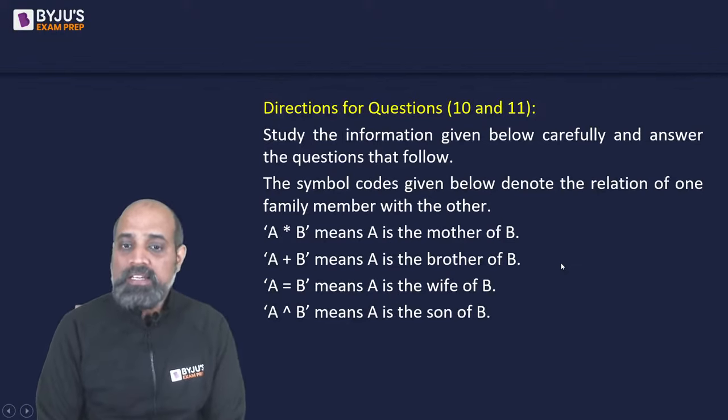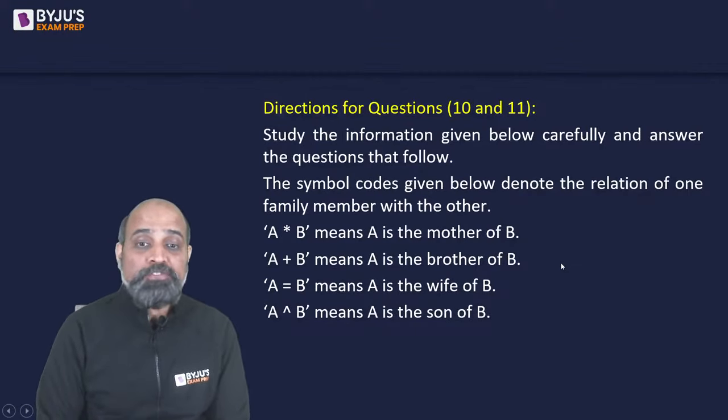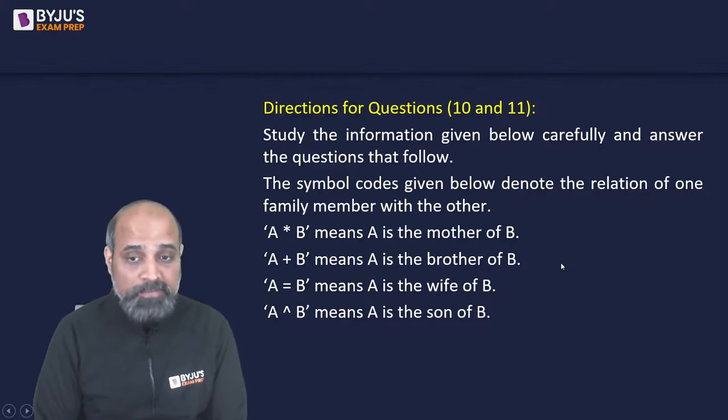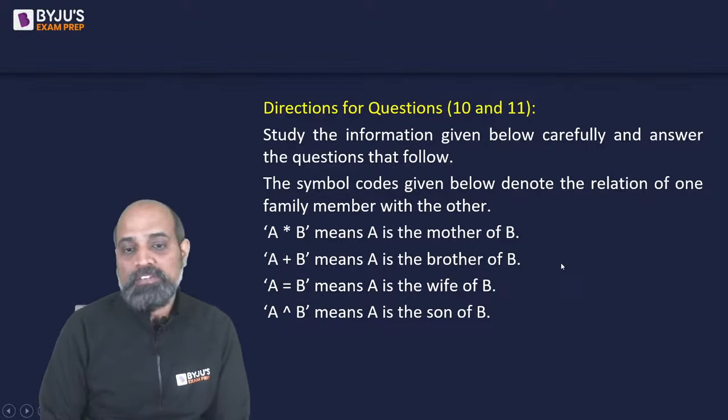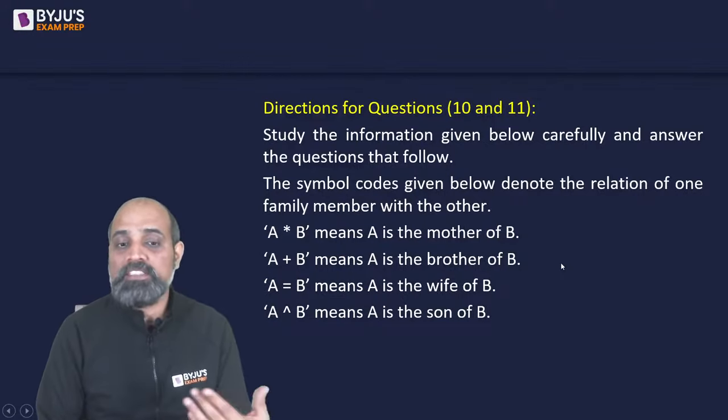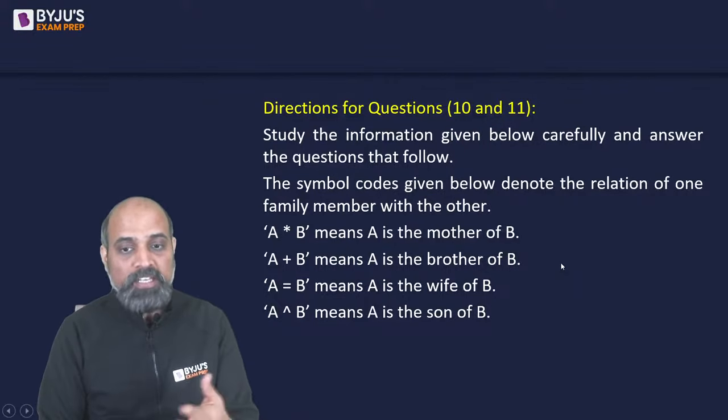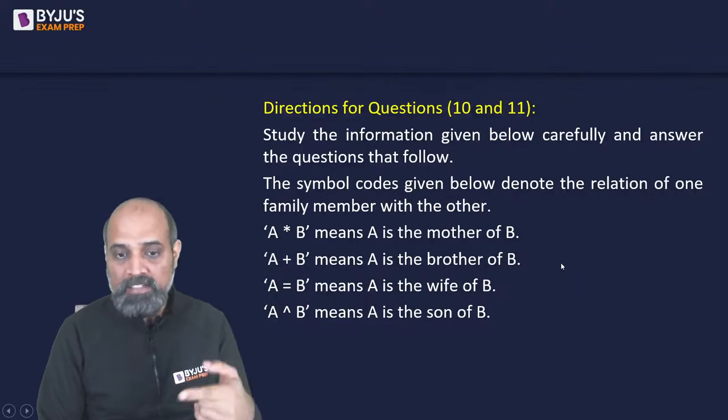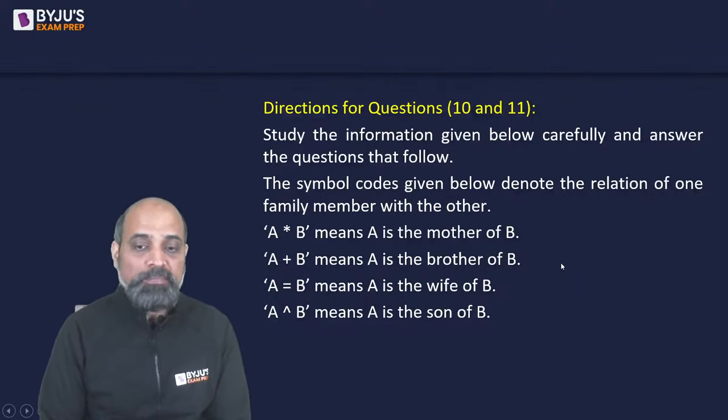Next one. Study the information given below carefully and answer the questions that follow. The symbol codes given denote the relation of one family member with the other. So asterisk means mother, plus means brother, equal to means wife, and cap means son.